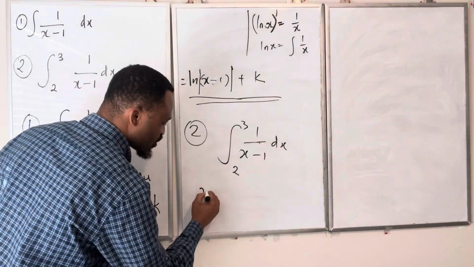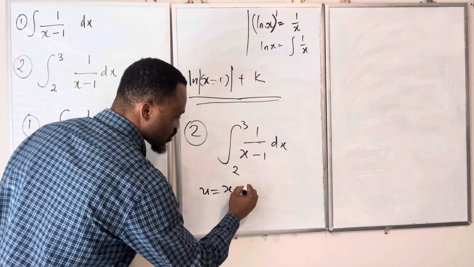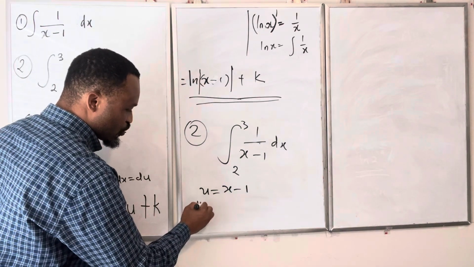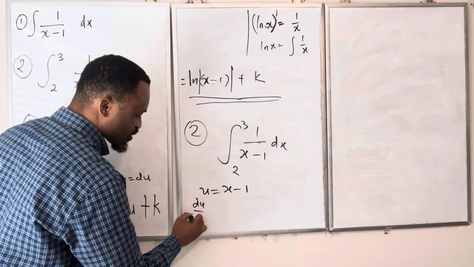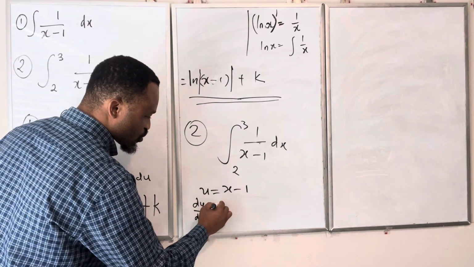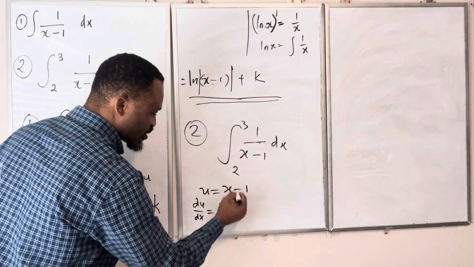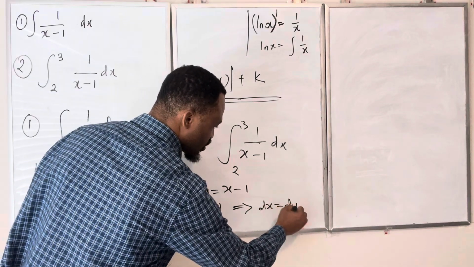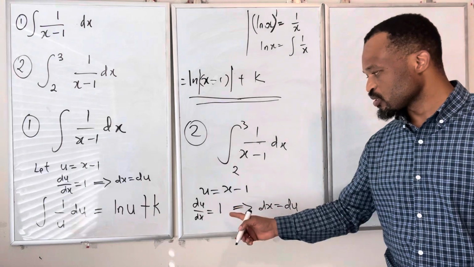We make the same u substitution. Let u be equal to x minus 1. Now differentiate u with respect to x. So du dx will be equal to 1. Differentiate this, you have 1. Differentiate this, it's 0. And this also implies that dx is equal to du.